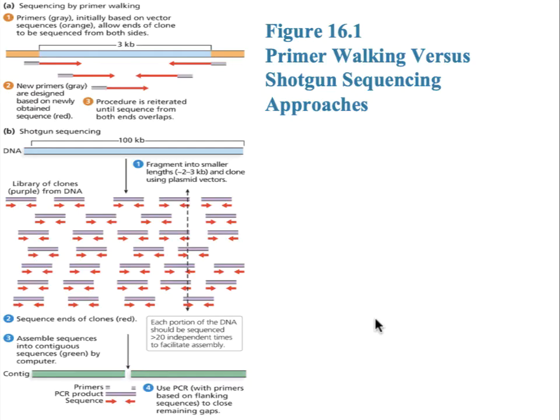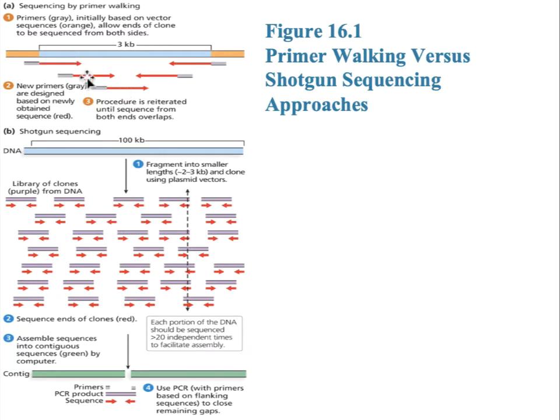Figure 16.1a shows us how primer walking works. Suppose you want to sequence this region in blue. You design a primer to some part of that sequence, maybe the brown on the outside, and then you sequence inwards. Once you have a confidence in a part of that sequence, you design another primer, and then you walk further inwards from both sides to save time.